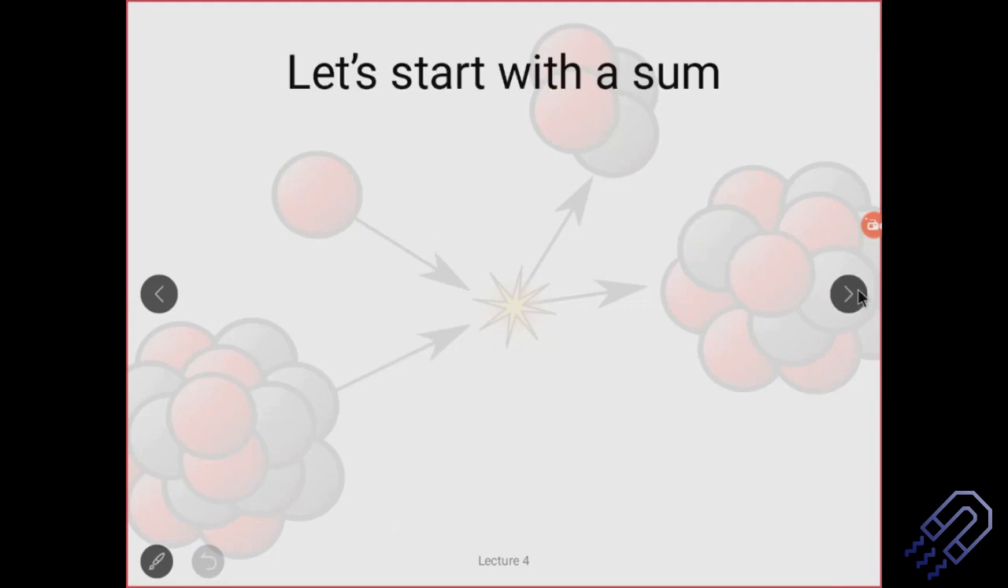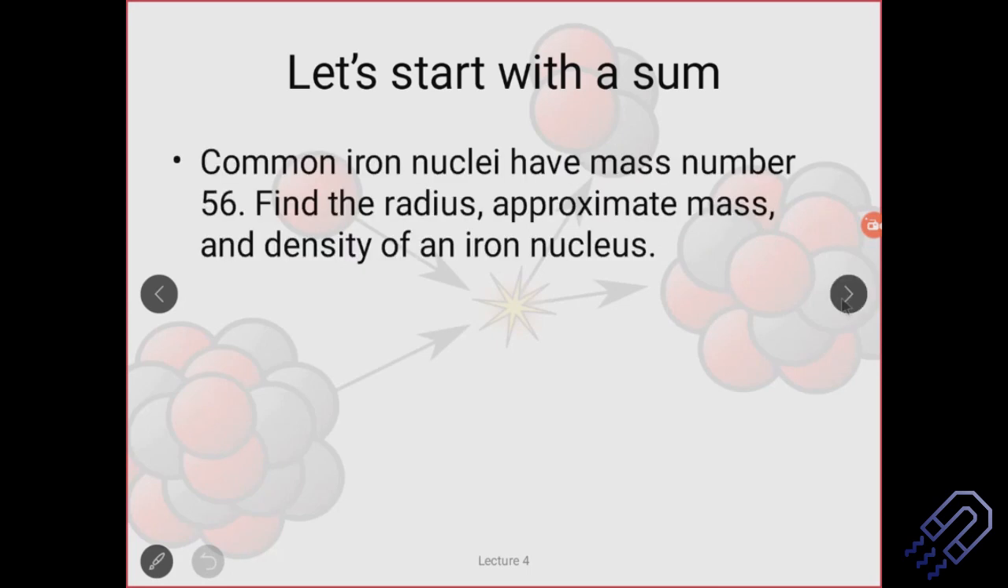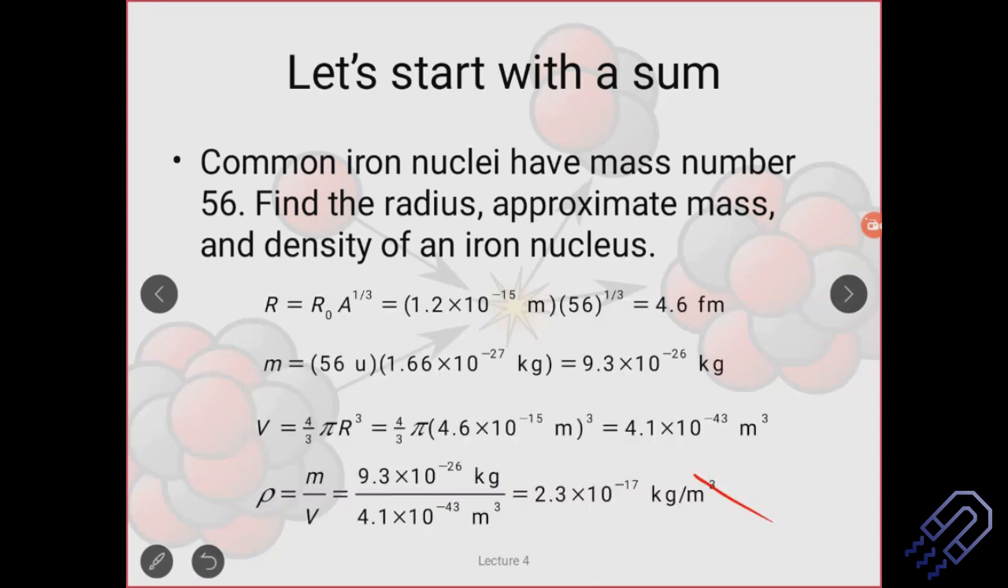So the first thing is we are going to start off with a sum, and I'd ask you to actually solve it with a pen and paper. The question says you have a common iron nucleus having mass number, let's say, 56. Find the radius, the approximate mass and the density of an iron nucleus. So this is a very simple sum.